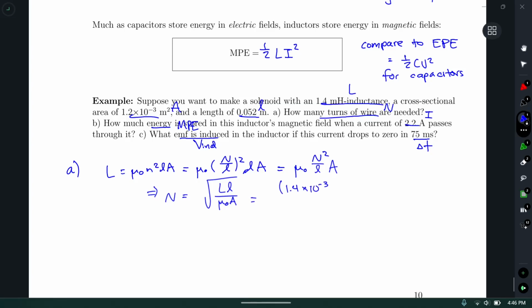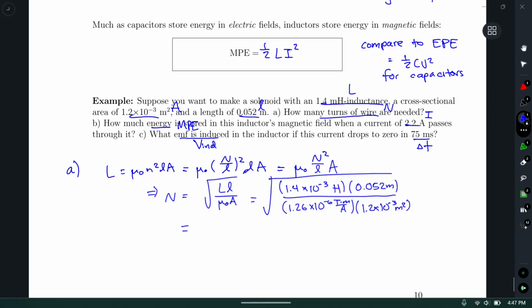Inductance is 1.4 times 10 to the negative 3 henries. The length of the solenoid is 0.052 meters. Mu naught is 1.26 times 10 to the negative 6 tesla meters per ampere. And cross-sectional area, 1.2 times 10 to the negative 3 square meters. We take a square root of all of that. We will get about 220 turns.